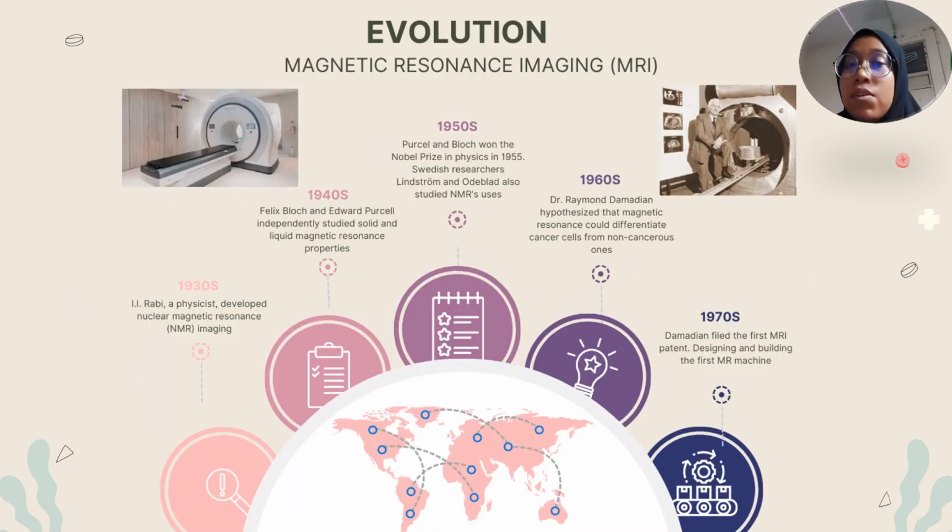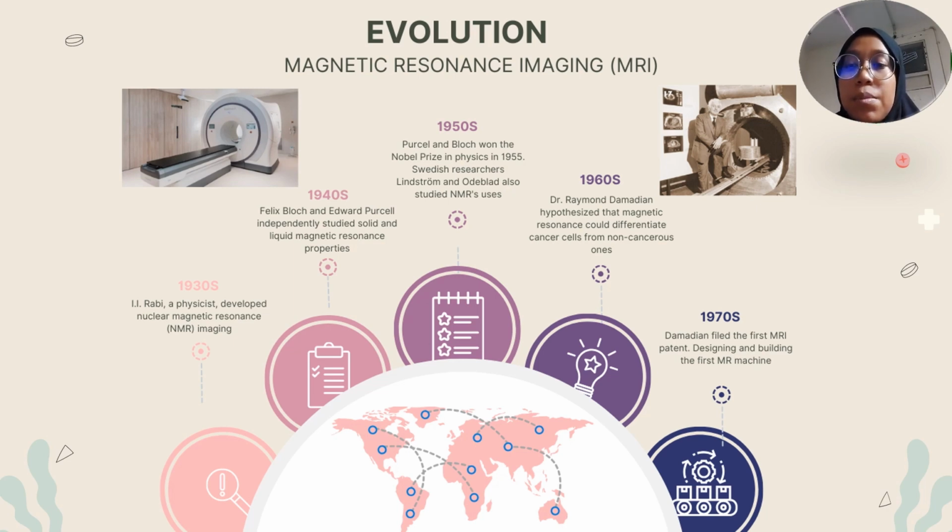Now, I will explain to you the evolution of MRI. In the 1930s, I. Rabi, a physicist, developed nuclear magnetic resonance (NMR) imaging, which measures spin and sodium movement, and became the foundation of medical MRIs. In the 1940s, Felix Bloch and Edward Purcell independently studied solid and liquid magnetic resonance properties, enabling MRI scanners to use body water content for imaging. In the 1950s, Purcell and Bloch won the Nobel Prize in Physics in 1955.